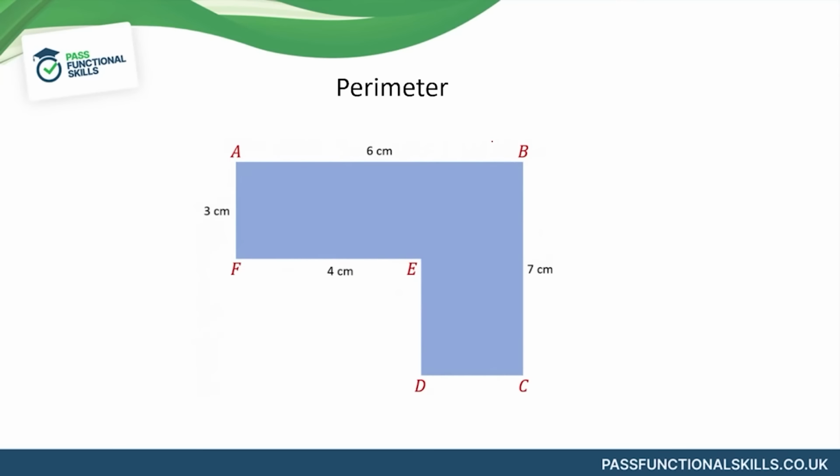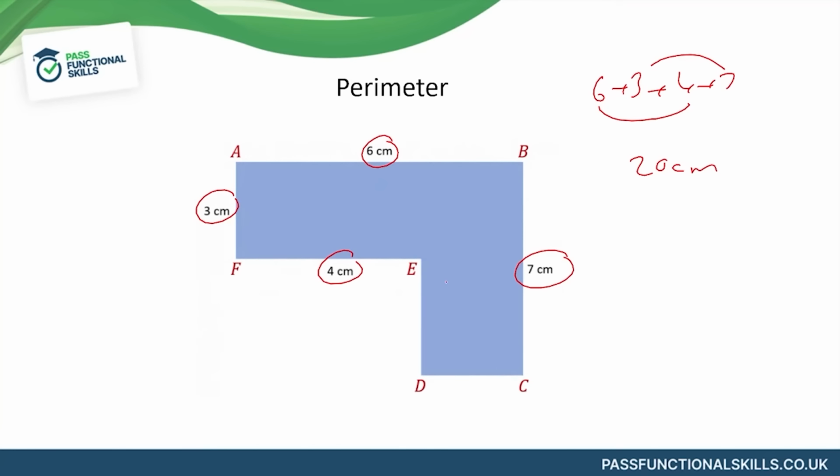You could be asked to work out the perimeter of a more complicated shape. So here we can see it's simply 6 plus 3 plus 4 plus 7. So there's 10 and there's another 10. So far we've got 20 centimetres, but we need to work out ED and DC.